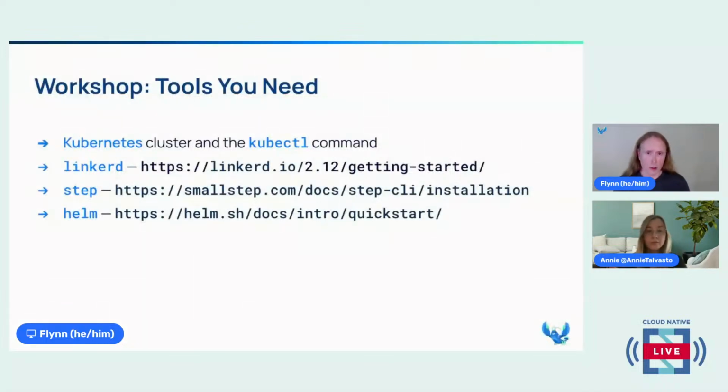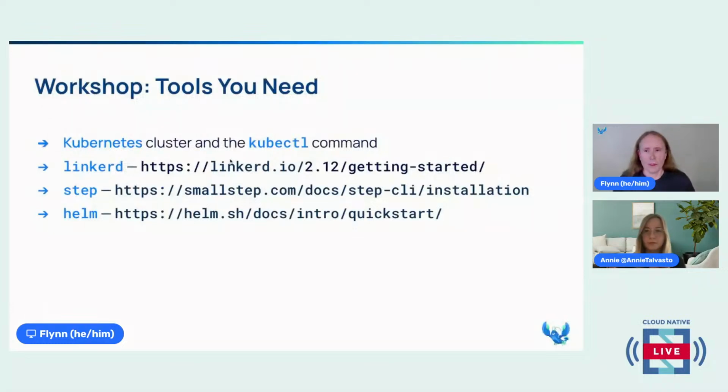You would need a cluster with the kubectl command. I'm going to be using a K3D cluster. It doesn't really matter what kind of cluster you're using as long as you have one. We will be using Linkerd. You can get that from linkerd.io. We'll be using the Linkerd CLI in particular. You will need that. You'll need the step CLI from smallstep.com. We're going to use that to manipulate certificates. And you'll need the Helm CLI because we're going to use Helm to install cert-manager later on.